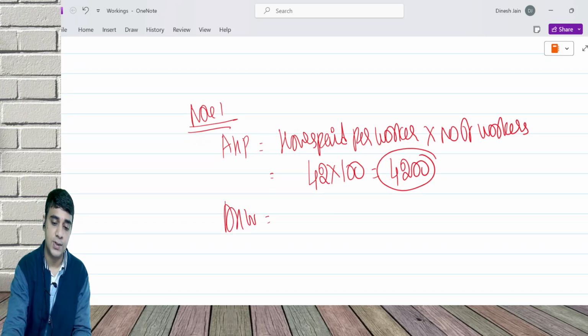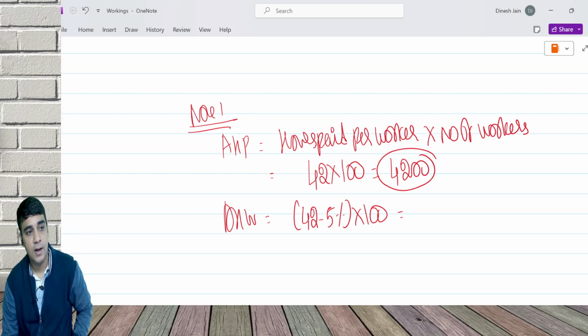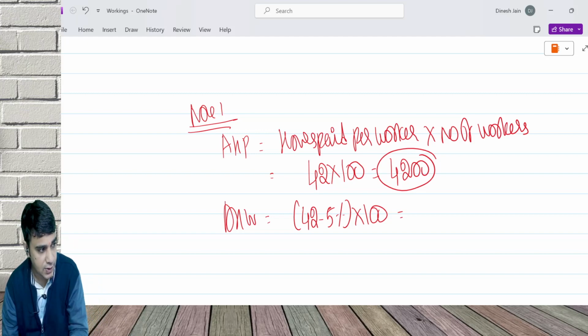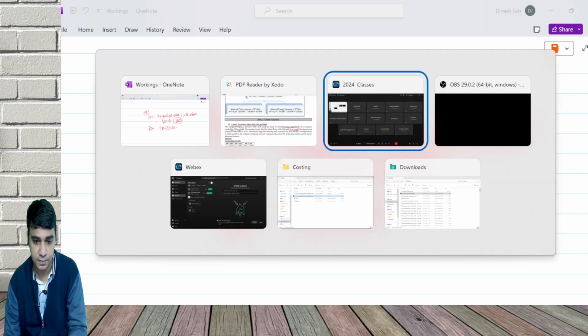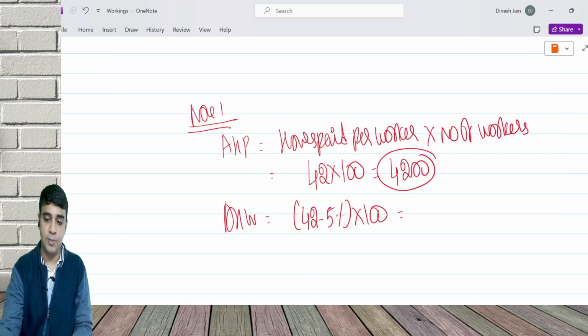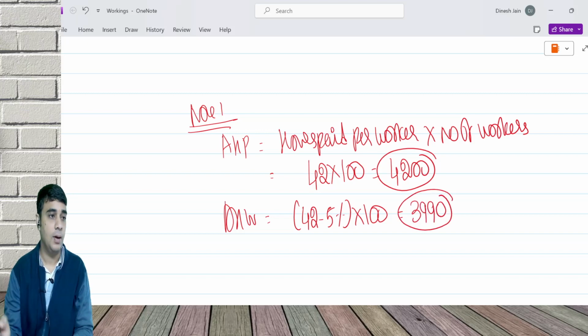Actual hours worked is 42 minus 5% into 100. 42 minus 5%. 5% of the hour, you can do even 4200 minus 5%. You can subtract 5% even at 4200. Every worker in the 42 hours, 5% is waste. 5% is wasted. How much is the AHW? Clear?